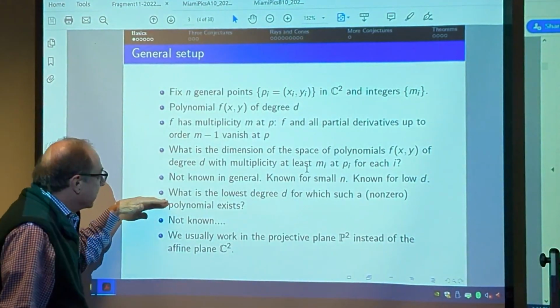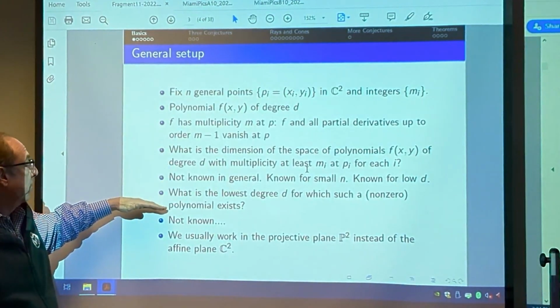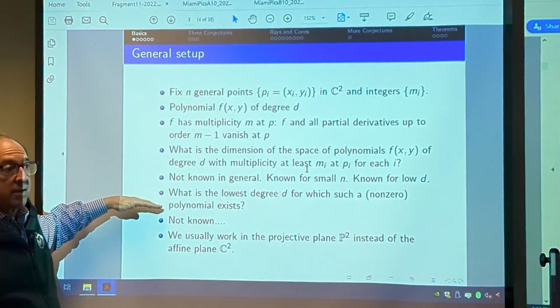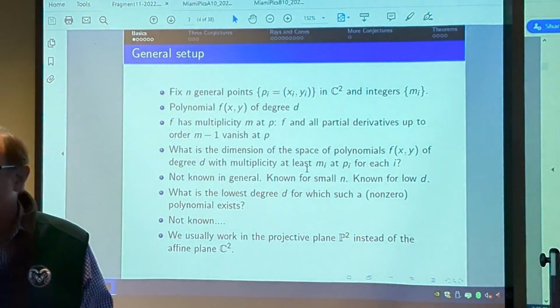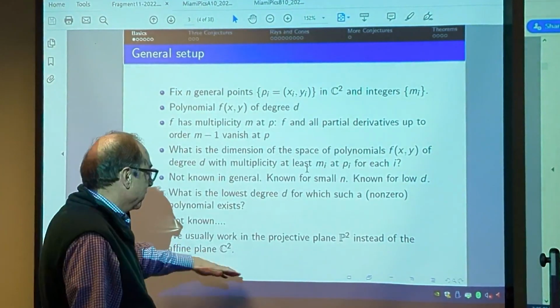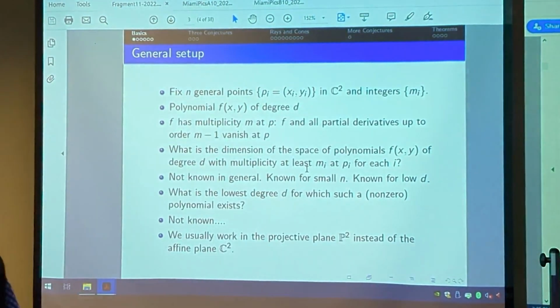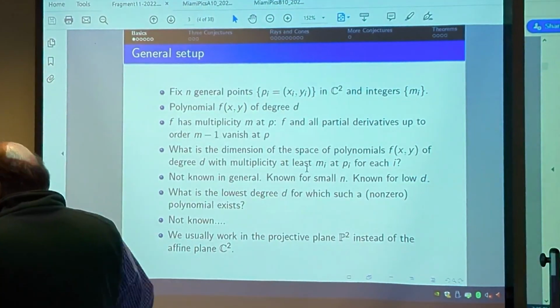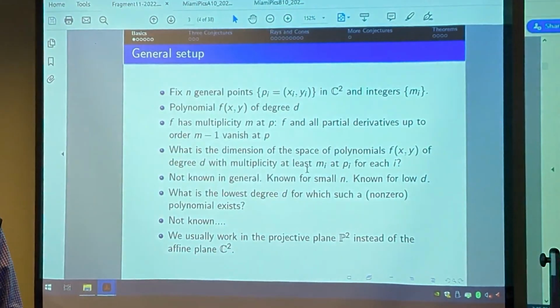But even asking the question, okay, maybe you don't know the dimension of the space at this generality, but is there a polynomial at all? Is the space positive dimensional? That's not known either. That's horrifying. It's very embarrassing. Usually, instead of working in C^2, you can ask all these questions in the projective setting, and then you talk about homogeneous polynomials, but it's equivalent. Since the points are general, you stay away from the line at infinity. You can make the statements about C^2 or P^2.